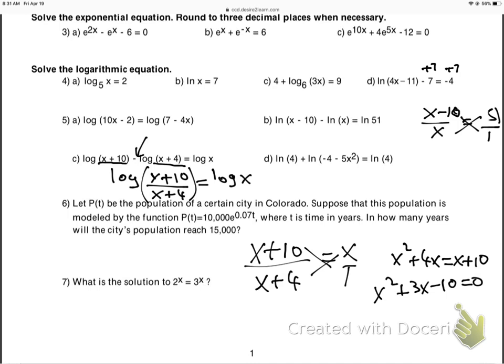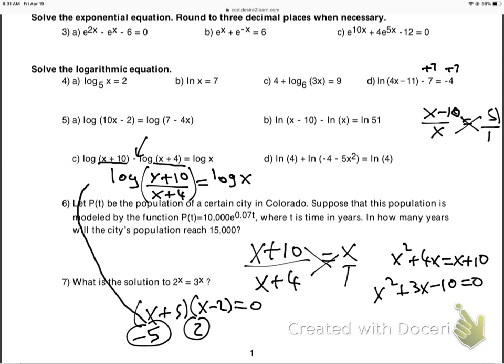Let's go over here a little bit. This will factor into x plus 5, x minus 2 equals 0. So x will equal negative 5 and x will equal positive 2. But you've got to check. Now look at this. If I put negative 5 back into here, that's okay. Negative 5 plus 10 is 5, and I can log positive numbers. But if I put negative 5 here, that's going to be a negative number, or even here, a negative number. In other words, negative 5 will not work because it won't plug back in.